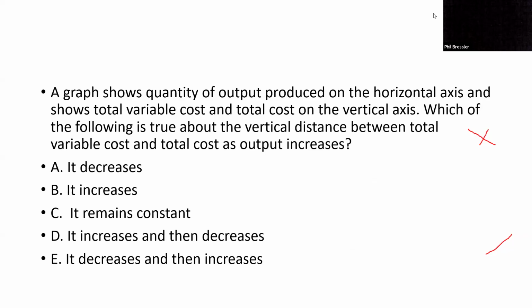All right. I think it's the last question I have for the day. Then if anyone has any other questions. A graph shows quantity of output produced on the horizontal axis and shows variable cost and total cost on the vertical axis. Which of the following is true about the vertical distance between total variable cost and total cost as output increases?